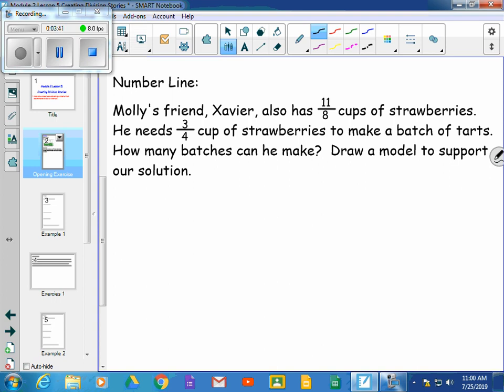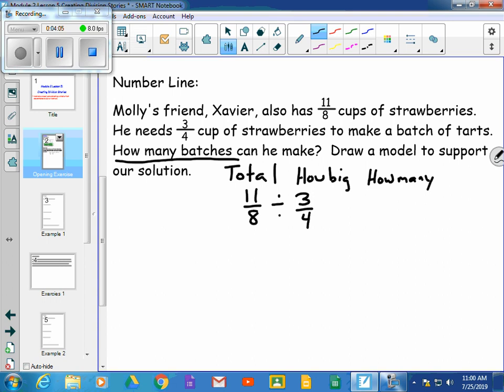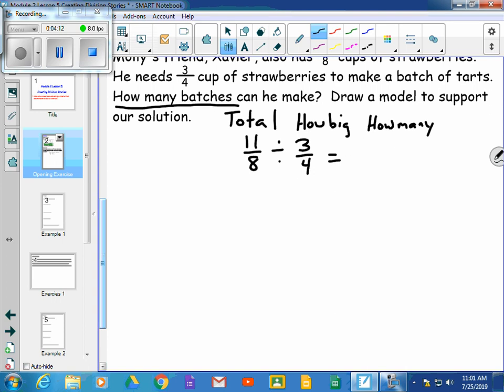Let's start with our division statement. What is our total? 11/8. We're going to divide that by groups of how big, how much in each group: 3/4. And we want to know, in our quotient, how many groups, how many batches can Xavier make? Now, I'm going to start by drawing a number line.